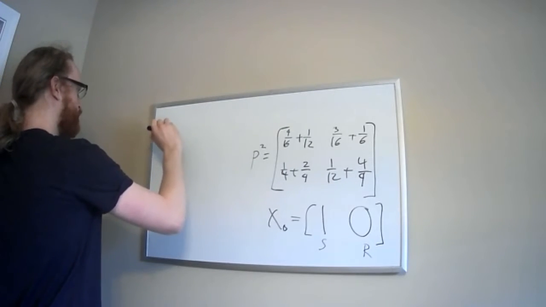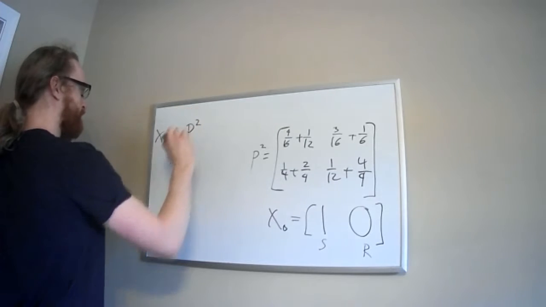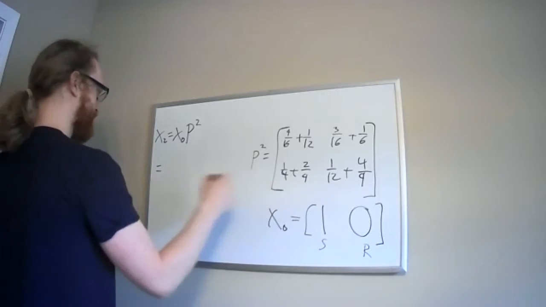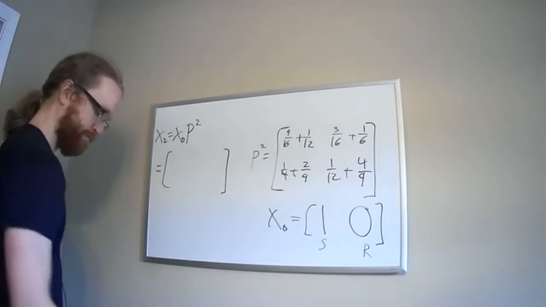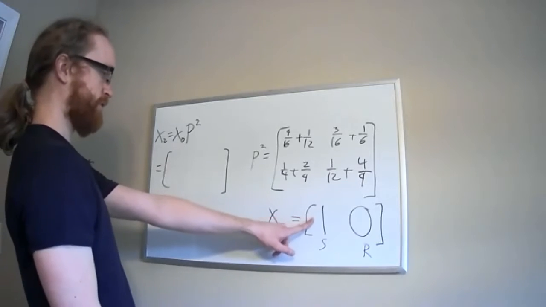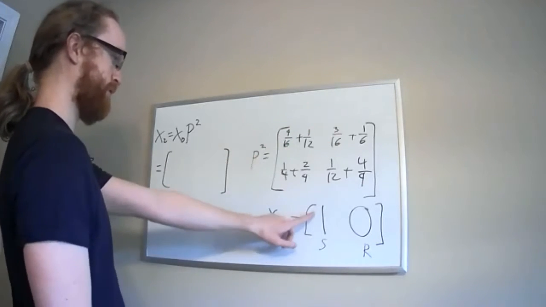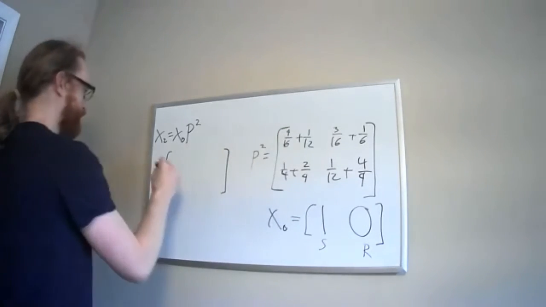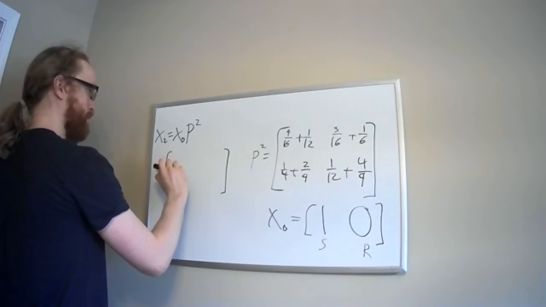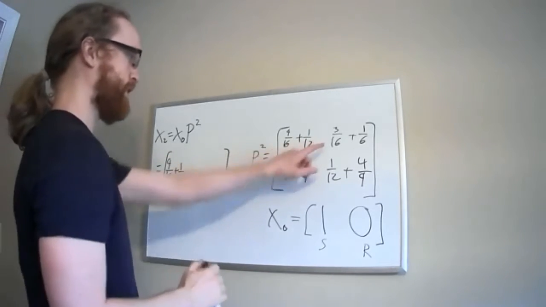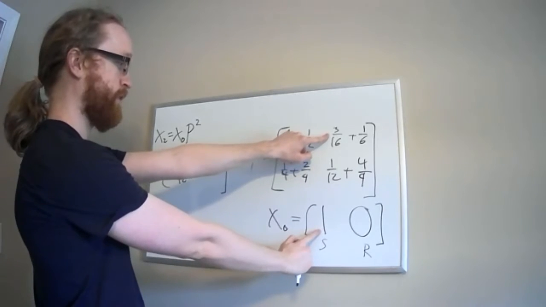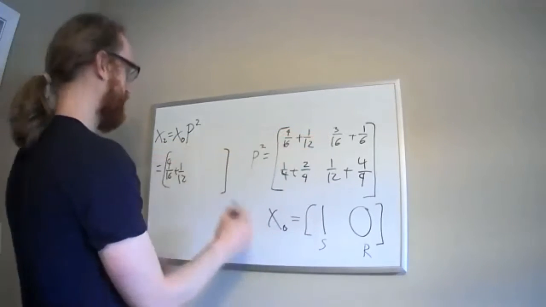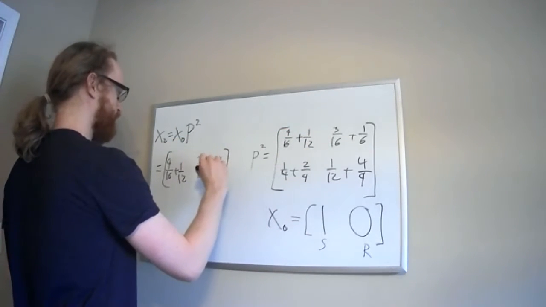So x2 is x0 times p squared. X0 times p squared is this row vector times this matrix. The answer will be another row vector. I have to take this row times the columns of this matrix. I'm going to take 1 times this entry plus 0 times this entry, which is just this entry. So it's going to be whatever 9/16 plus 1/12 is. For the second, again 1 times this entry and 0 times this entry, so it's just this entry. That looks like 3/16 plus 1/6.